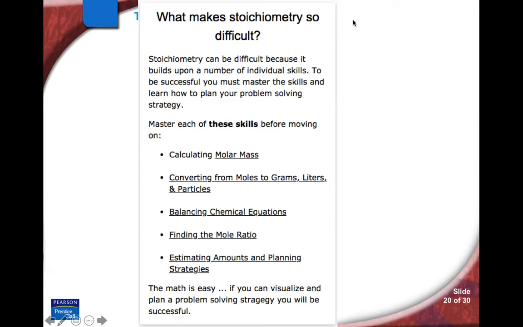Stoichiometry is difficult. It requires a whole battery of skills. You have to know how to calculate molar mass. You have to be able to convert from number of moles to number of grams, or from number of moles to liters, or to number of particles. So that's a whole bunch of different problems as well. It requires you to balance a chemical equation, which is another series of skills. You have to know how to use that chemical equation to find the mole ratio. It's just a lot of work. So it's really not mathematically hard, but there's a lot of different problems in one.